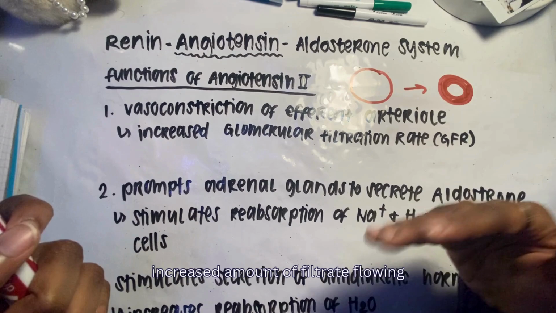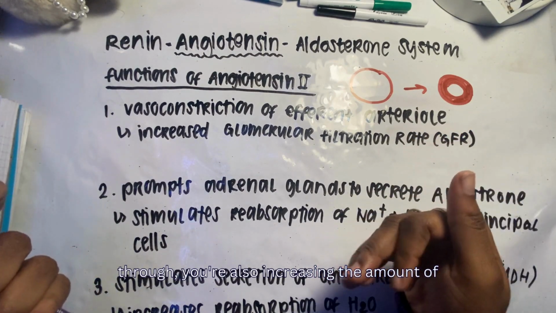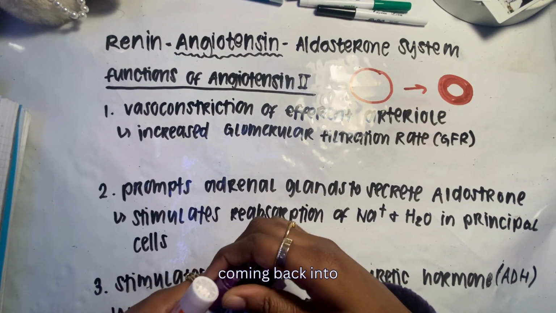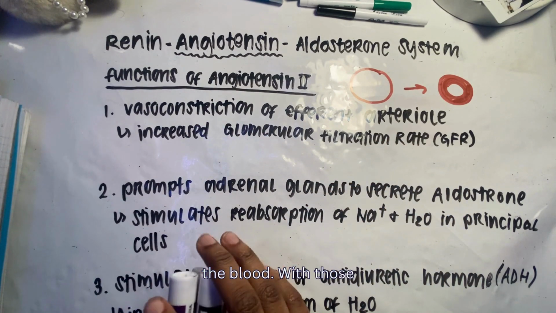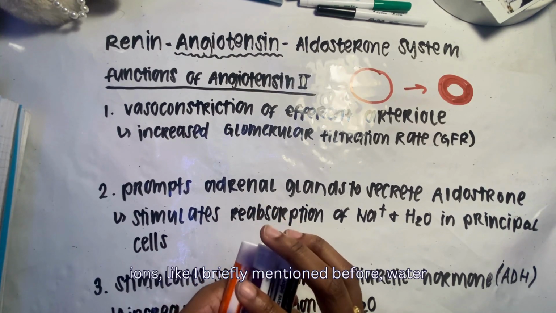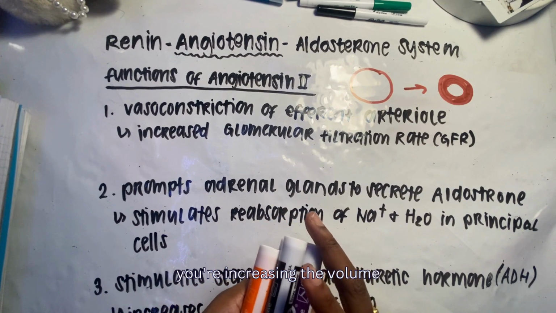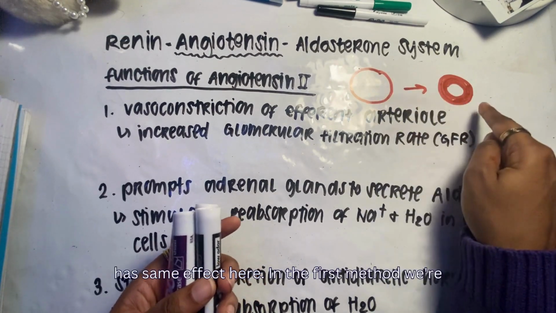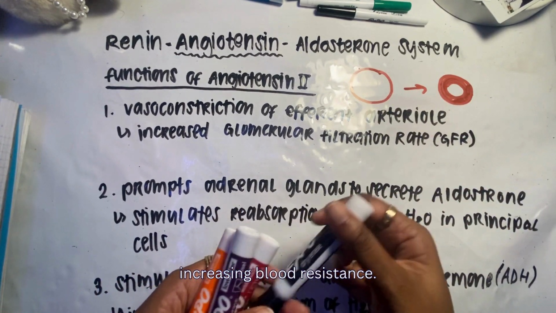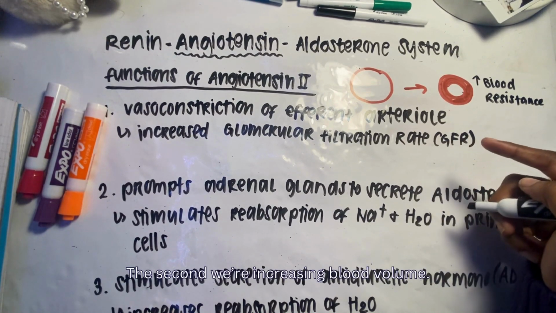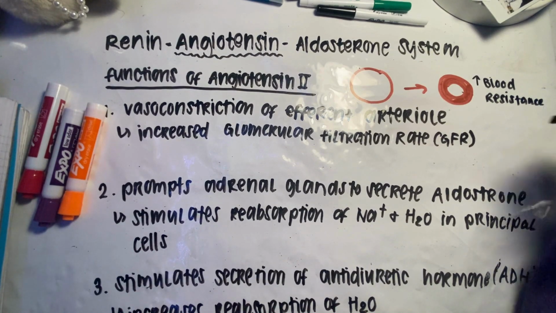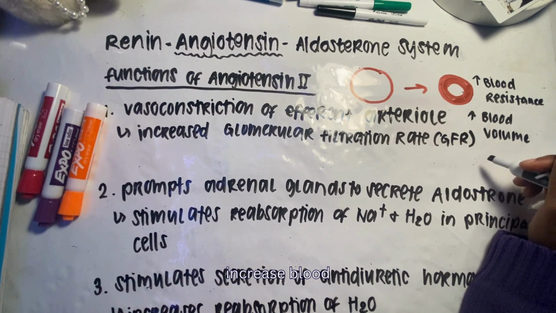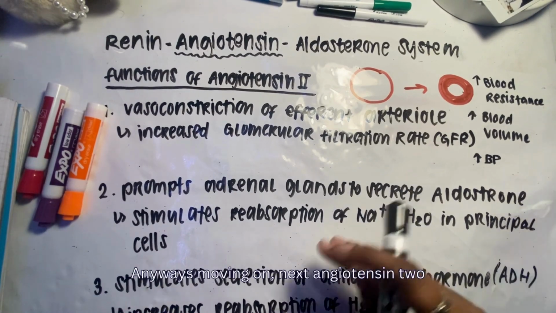With that increased amount of filtrate flowing through, you're also increasing the amount of reabsorption that's happening. So you're increasing the amount of sodium ions and chloride ions that are coming back into the blood. With those ions, like I briefly mentioned before, water will follow. So as water follows, you're increasing the volume of the blood that's within here. And it kind of has the same effect here. Whereas while here we're increasing blood resistance, you're either trying to increase blood resistance or you're increasing blood volume to eventually increase blood pressure. Anyways, moving on.